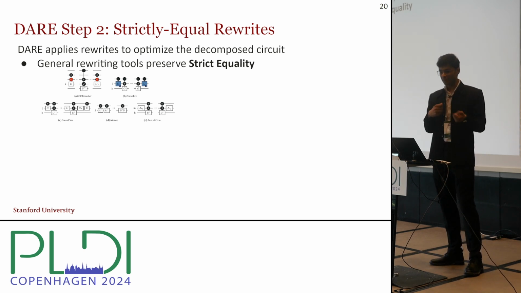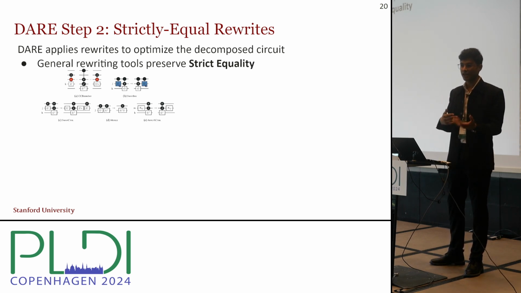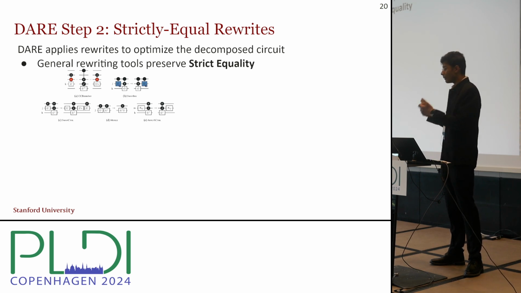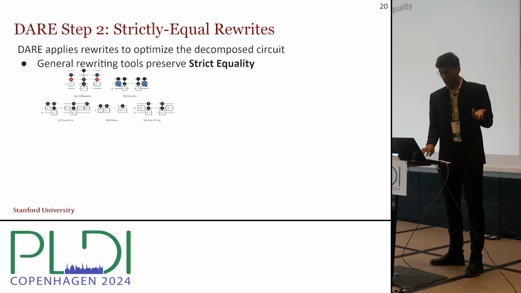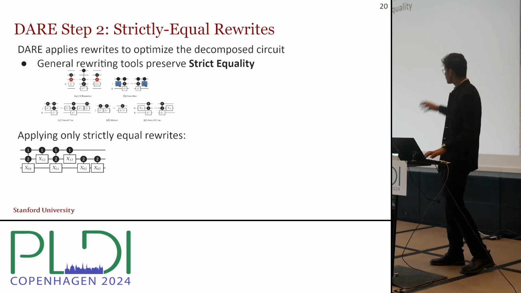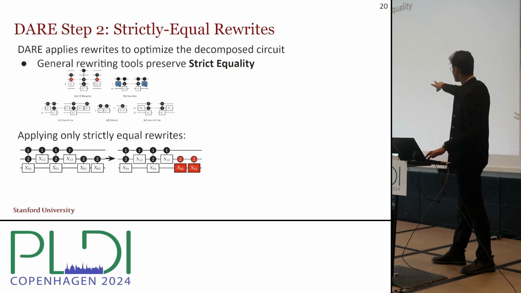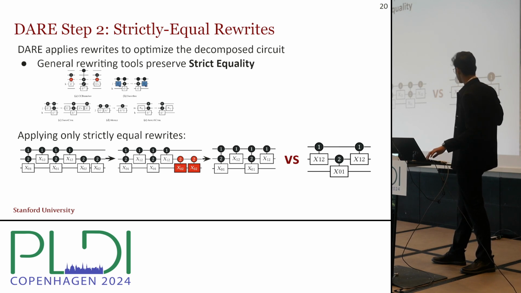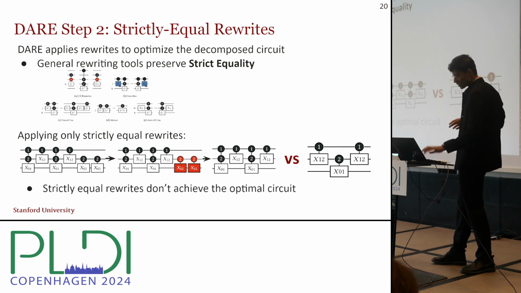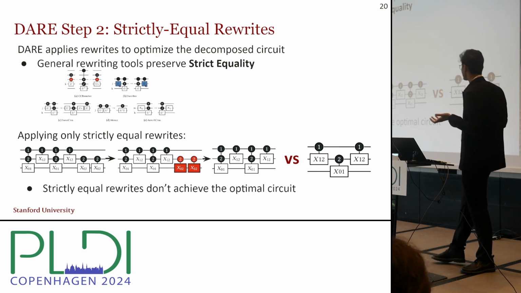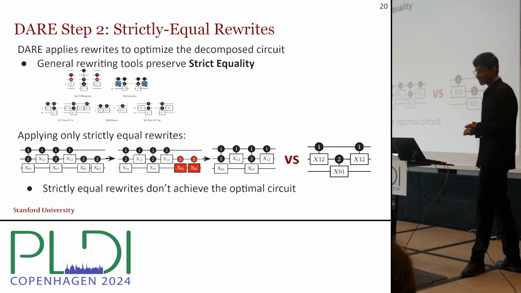These rewrites optimize a circuit without changing the underlying computation, that is the unitary, applied by the circuit at all. Using only strictly equal rewrites, we start from the decomposed circuit and delete the gates at the end and get this circuit here. You again see that it's still not all the way there, and this is not enough for optimization of qutrit circuits in general.